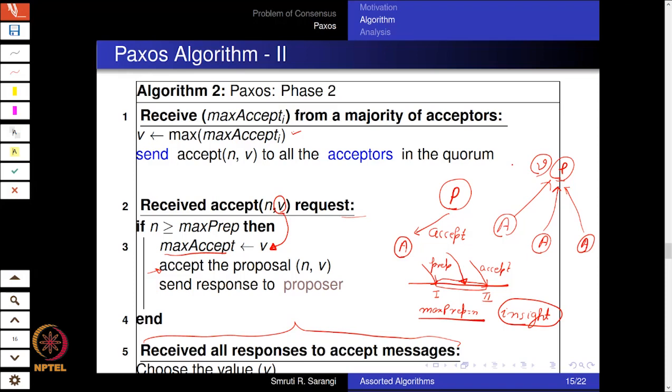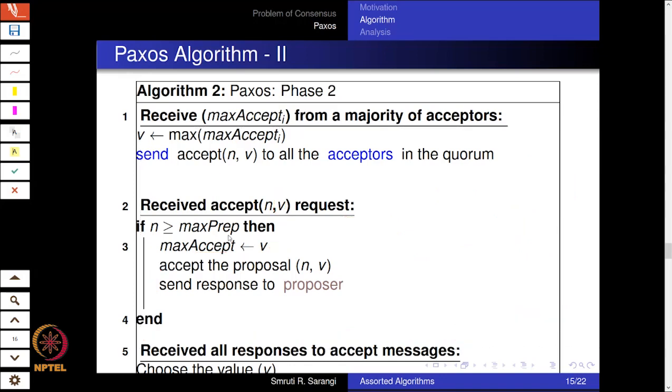Now here is the fun part. The fun part is that even if the proposer just keeps quiet and uses the value V, all the later proposers are still going to observe value V to be the consensus value, and they are simply not going to observe any other value. So this is a very intriguing result.